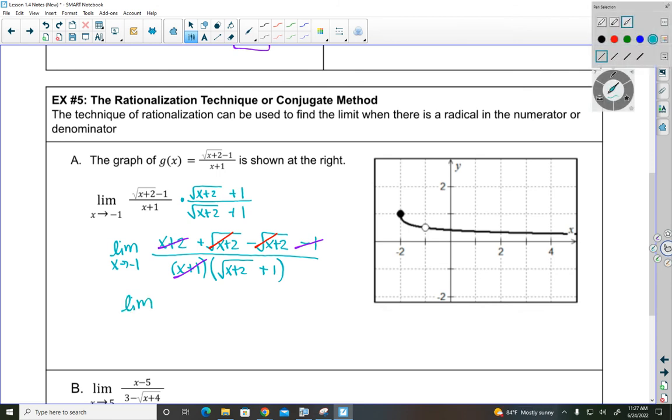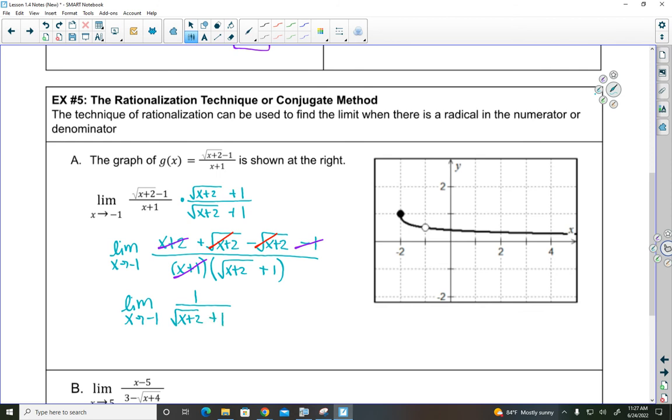So now my new limit, as x approaches negative 1, my numerator now has nothing up there except for a 1. My denominator says the square root of x plus 2 plus 1. And if I directly substitute this now, we get 1 over the square root of 1 plus 1, which is 2. You can see with the graphical piece how that makes sense. The limit as x approaches negative 1 is 1/2. That y value.